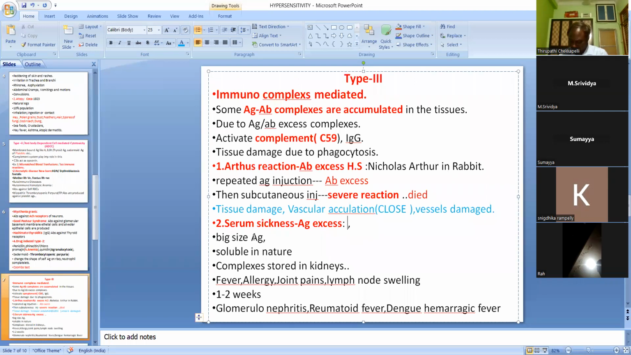Let's continue. Here, due to antigen excess than the antibodies, their size is bigger. And they are soluble in nature. They cannot be easily identified by our phagocytes. So these antigen antibody complexes are stored in kidneys mostly. That leads to fever, allergy, joint pains, lymph node swelling, and some kidney problems. Not severe, but some kidney problems occur.